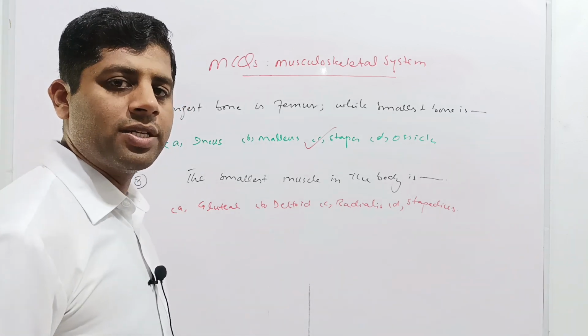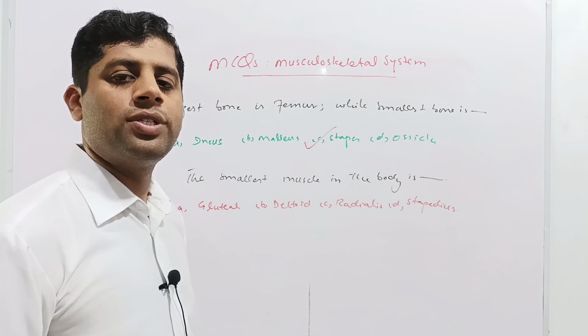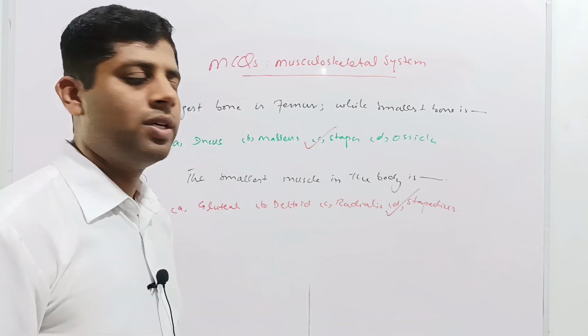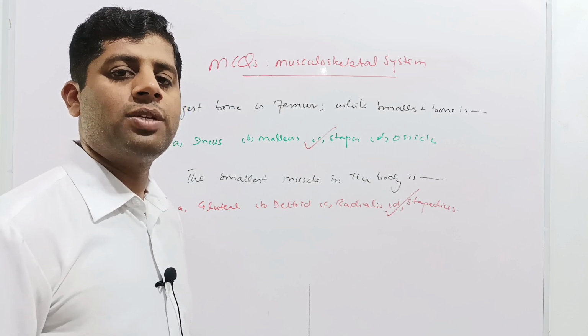Deltoid muscles are present in the shoulder. Radialis muscles are present on the radius, while the stapedius are the muscles associated with the stapes bone. So this option is the correct one, that the stapedius muscle present on the smallest bone of the body, the stapes bone, is the smallest muscle too.